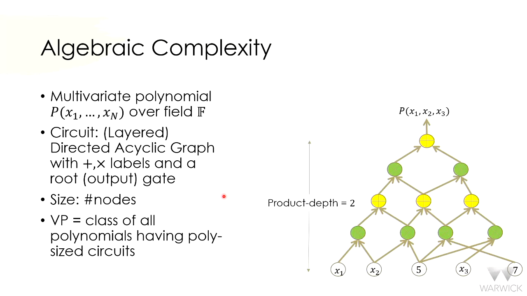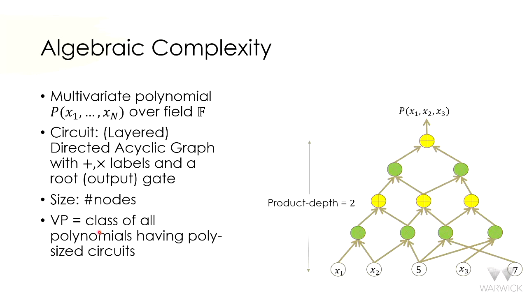So there are two parameters of concern. The first is the size, which is simply the number of nodes in the circuit, and the second is what we call the product depth. It's just a slight variation on the notion of depth that you're familiar with in the Boolean setting. Product depth is simply the maximum number of times gates that you'll encounter in a path from the root node to a leaf. So in this example, that's 2.